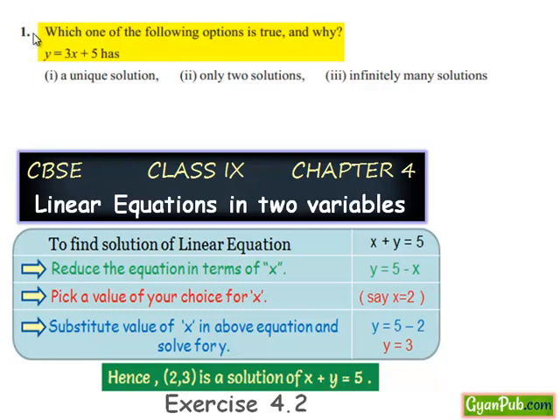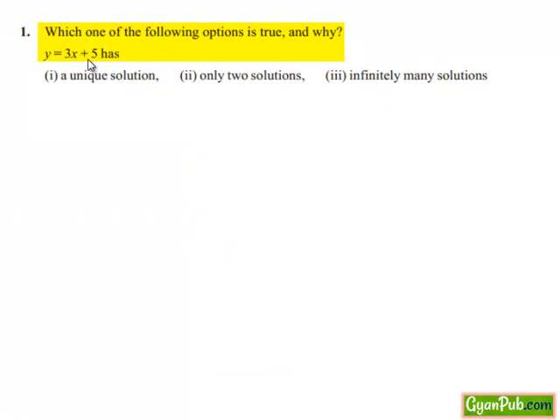Coming to question number 1: which one of the following options is true and why? y equals 3x plus 5 has, first option, a unique solution; second option, only two solutions; third option, infinitely many solutions. Moving on to the solution.